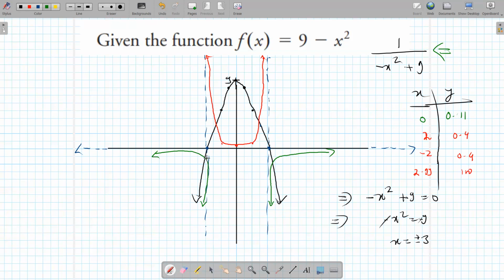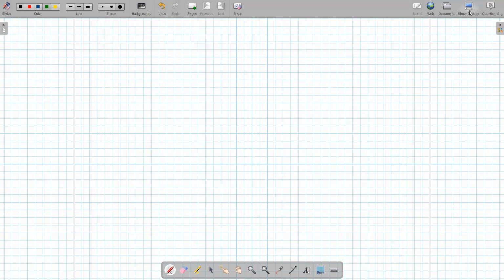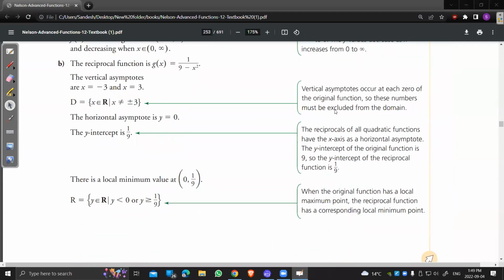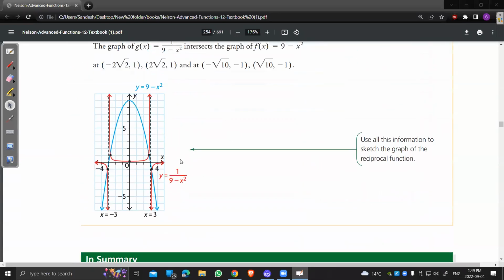I could have always plugged in points right here. For this part, we could have always plugged in like -5, where is it? -1, where is it? Then we would get this point and this point, and then we would just connect them. Same thing here, +5 and +3.1 or something, and just connect them. So that's the graph of 9 minus x squared, the reciprocal of it anyways. See, like that.